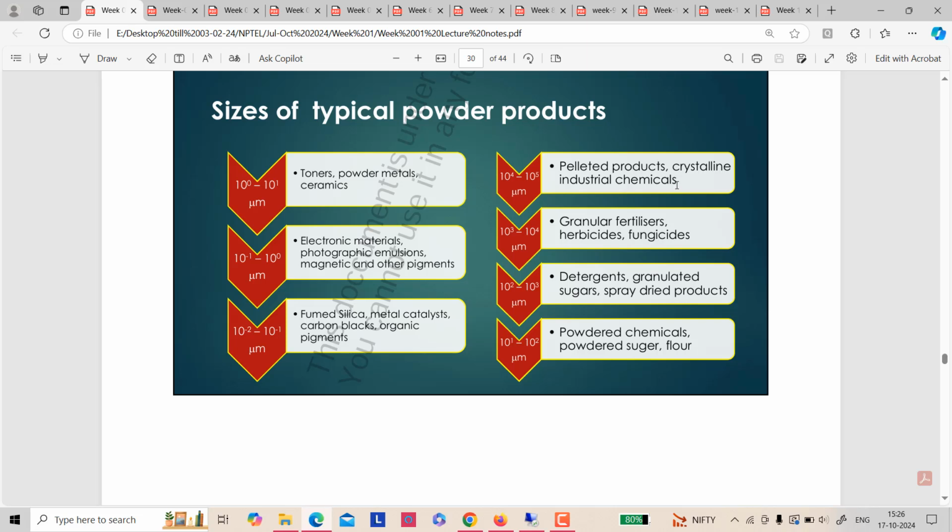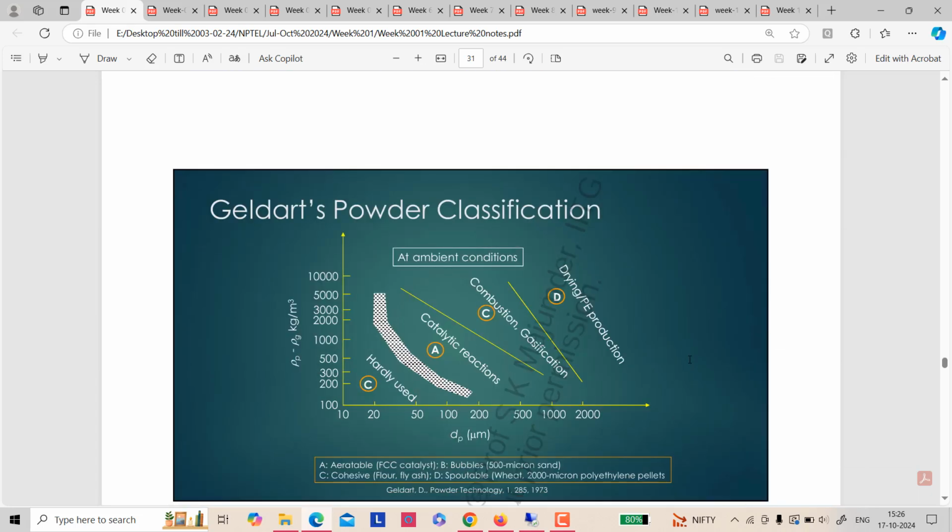Pellet crystalline industrial chemicals are of bigger size. Then come the granular fertilizers. Then the detergent size is there, and finally the powder size is there. This is the Geldart powder classification, where there are 4 types of particles: particle A, B, C, D.